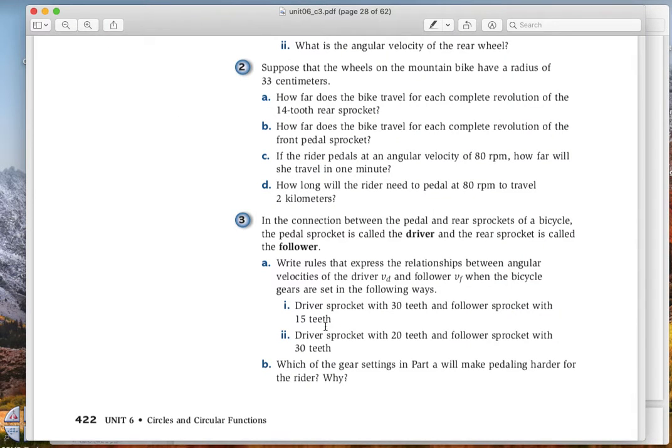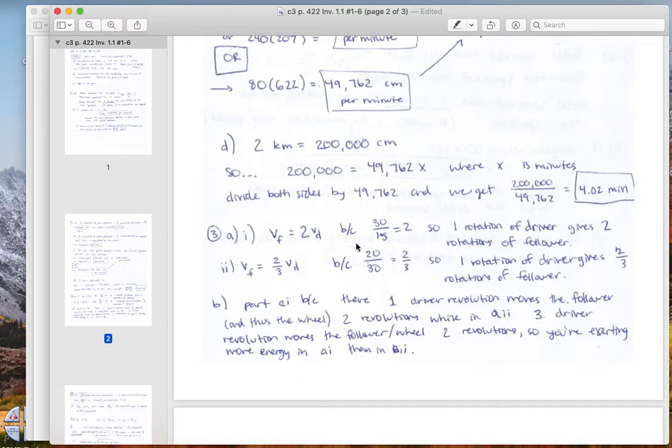Now in part 2, they say the driver sprocket has 20 teeth and the follower sprocket has 30 teeth. I just said that twice, my bad. The driver sprocket is now the smaller of the two, and the follower is 30. But you still do the driver divided by the follower. So we do 20 divided by 30 and we get 2/3, which means that 1 rotation of the driver gives 2/3 rotations of the follower.